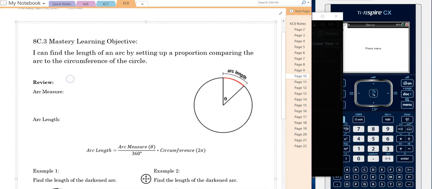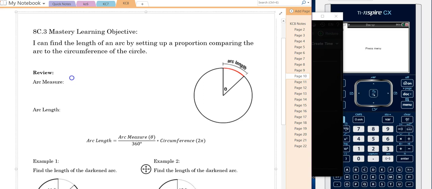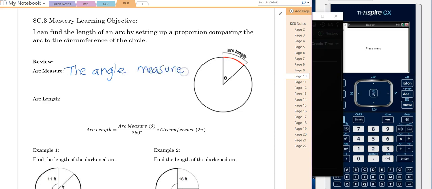So what we're going to do is write first off the angle measure of the arc, and this uses degrees as a unit. All right, so this is again our arc measure.